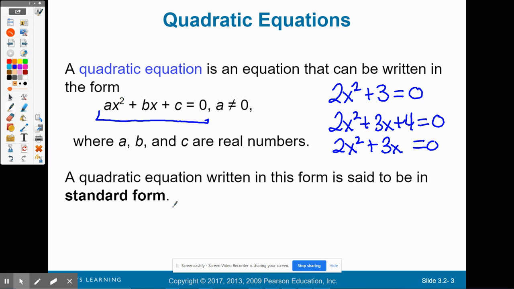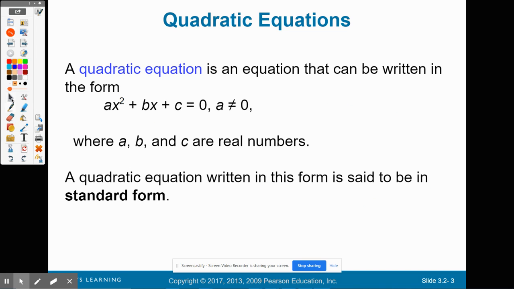This is called standard form, when there's an x squared, an x, and a number. And standard form, if you remember from your Algebra 2 days, is good for typing in your calculator, and it's good for finding the y-intercepts.